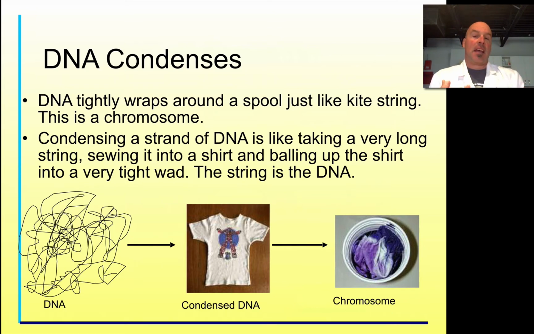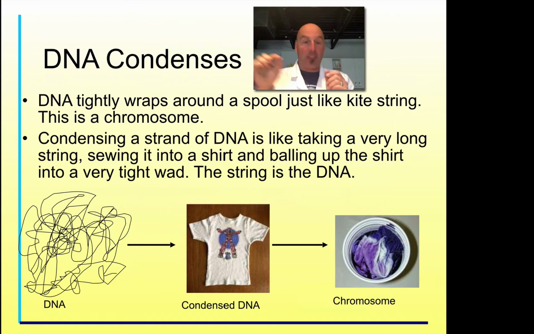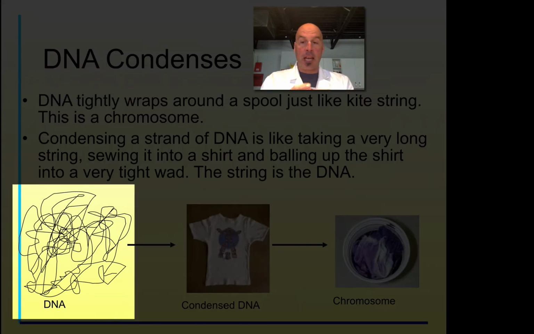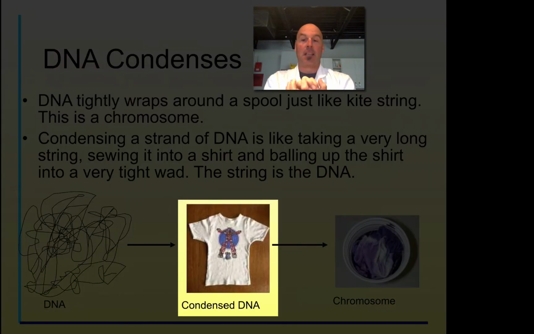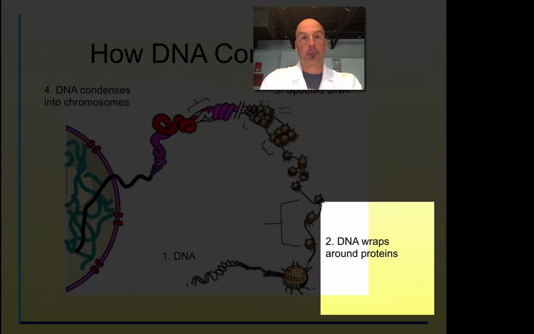Condensing a strand of DNA is kind of like taking a really long string and then sewing it into a shirt and then balling up the shirt into a very tight wad. So that original string is the DNA. So here's a picture of the original DNA, condensed DNA, and then what it does is condenses into the chromosome.